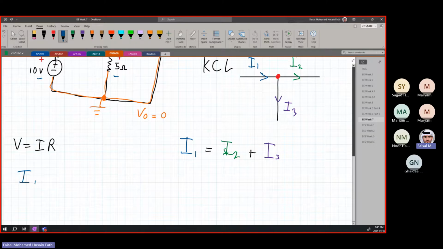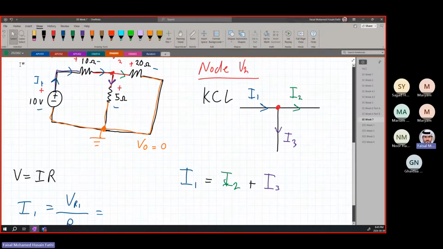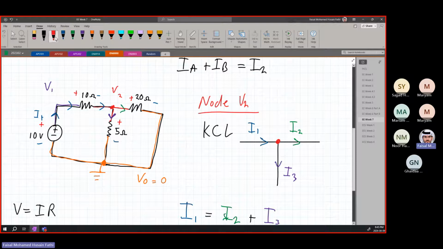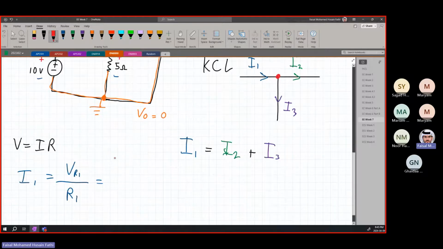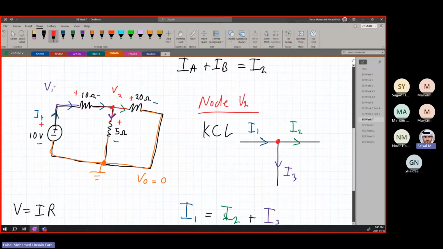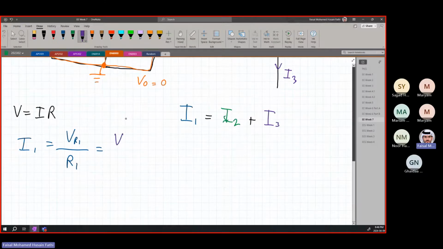So I1 is equal to VR1 over R1. In other words, what is VR1 also equal to? VR1 is a voltage drop across the resistor, so it's going to be equal to the voltage of the plus minus the voltage of the minus. So it's V1 minus V2. This is what we were explaining last session. So V1 minus V2 over R1, and this is also equal to I1.